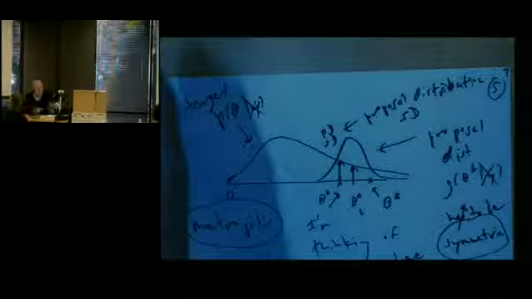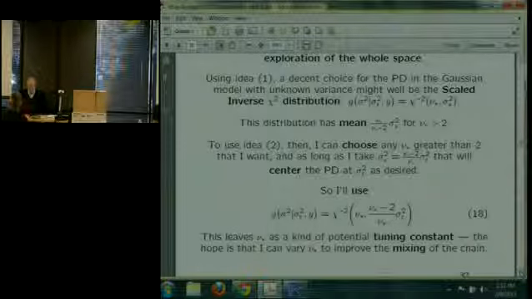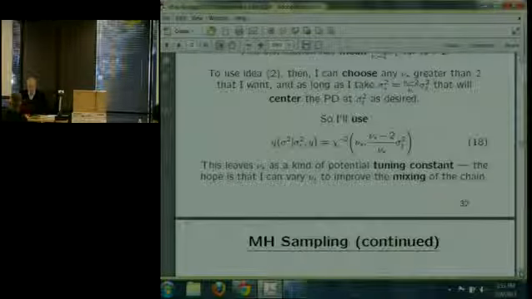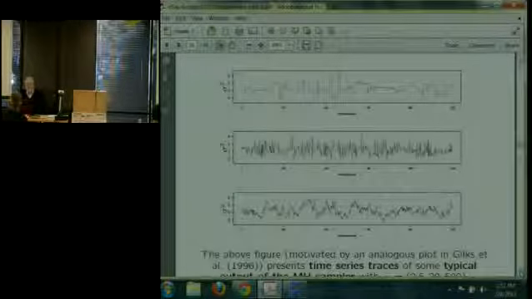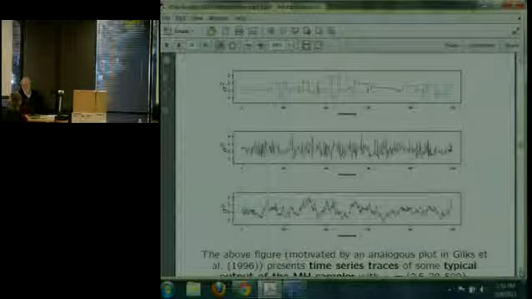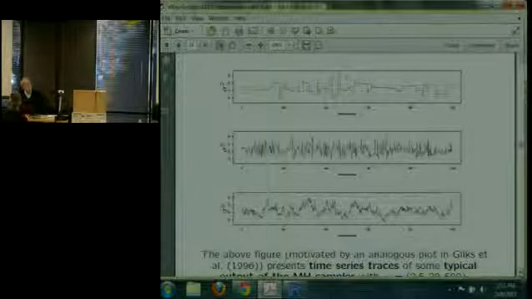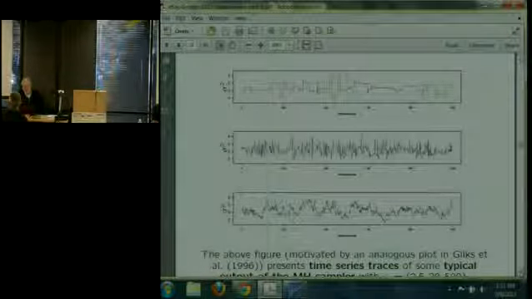The same idea with this number nu star. If we make it too small, it'll make one kind of mistake in terms of Monte Carlo efficiency. If we make it too big, it'll make a different kind of mistake. So this picture here shows two limiting cases of the output from a Metropolis Hastings sampler. That would be the top and the bottom two pictures here. And the third picture in the middle I'll talk about in a minute.